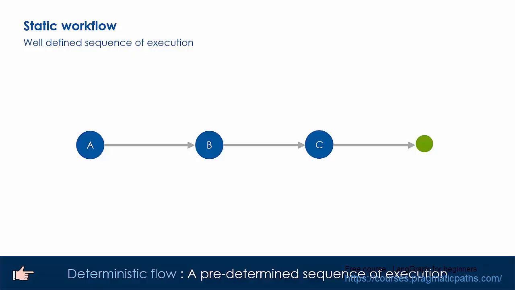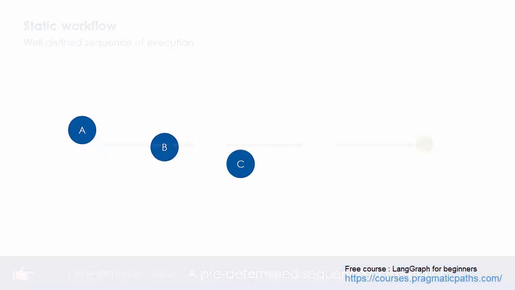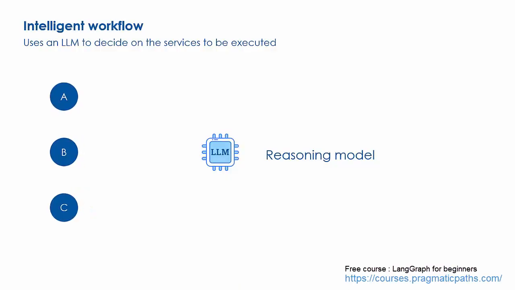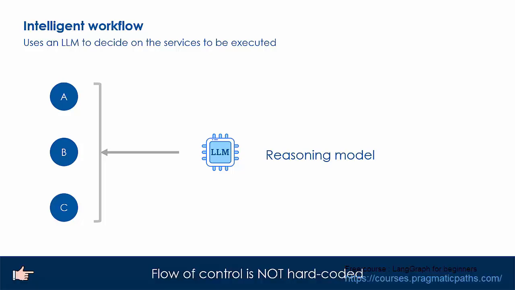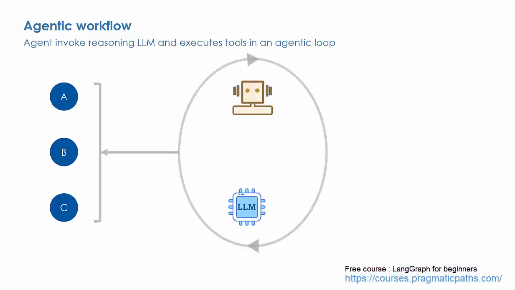On the other hand, an intelligent workflow uses an LLM as a reasoning engine to dynamically determine the sequence of tasks. A reasoning LLM decides on the service or the task to be executed, which means that as a developer, you do not hard code the sequence of execution. This is the core idea of agents, in which workflow is implemented in the form of an agentic loop.